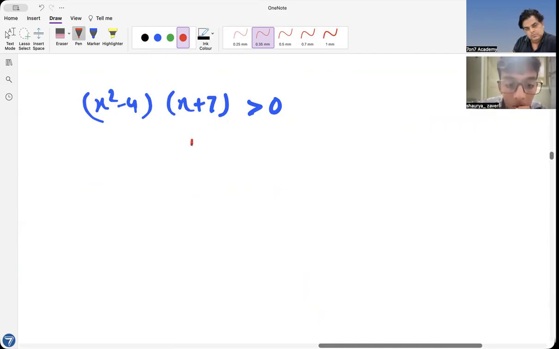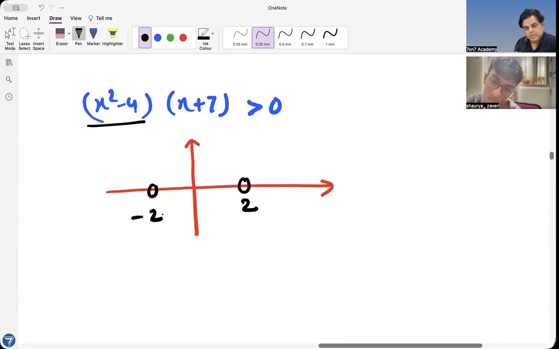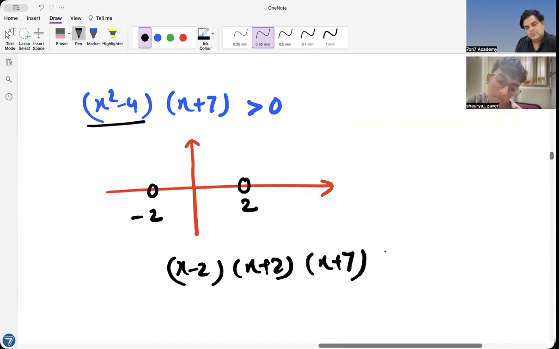First, (x + 4)(x − 4)(x + 7). Setting this equal to 0, what will it give? The values will be 2 and −2. This gives x − 2 as one factor, x + 2 as another factor, and the x + 7 factor was from before.